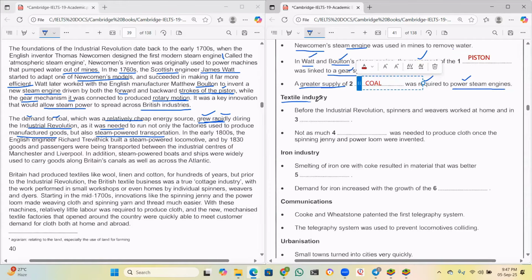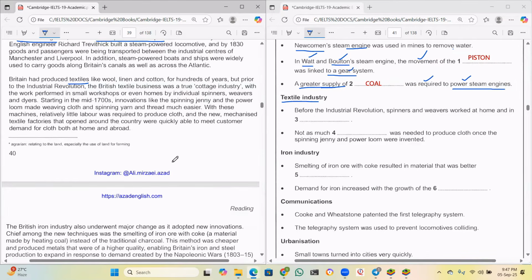Now, the textile industry. I think in the next paragraphs, we are going to talk about textiles, right? So yes, let's read this one then.